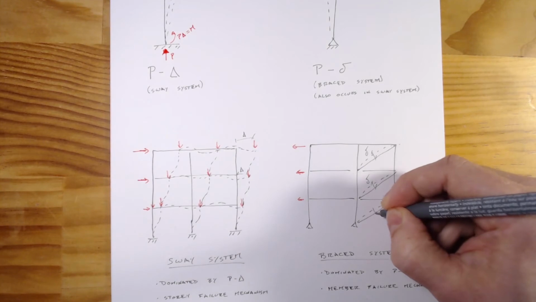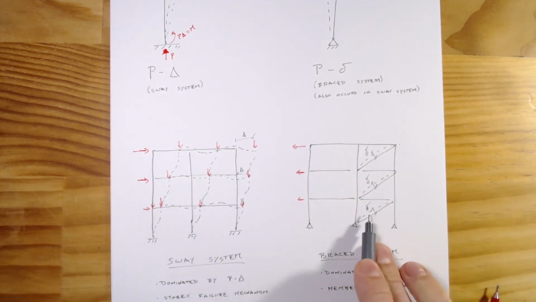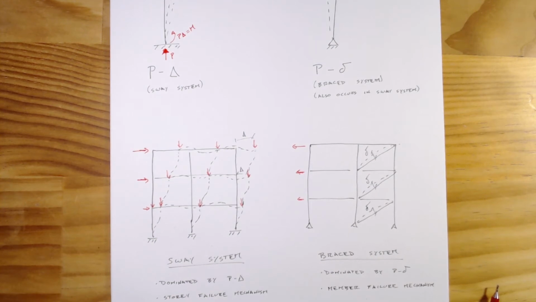So we can still buckle, but we're not buckling over the entire story, we're just buckling over the member, which is going to be in compression. Now, another important thing to note with a brace system, so what I've drawn here on the sway system, obviously no braces anywhere within there. It's a, say, moment resisting frame.